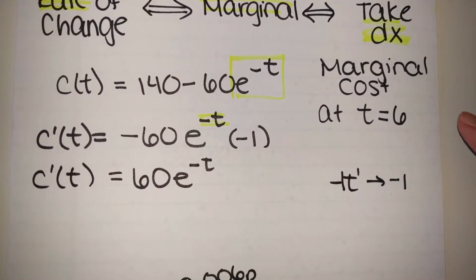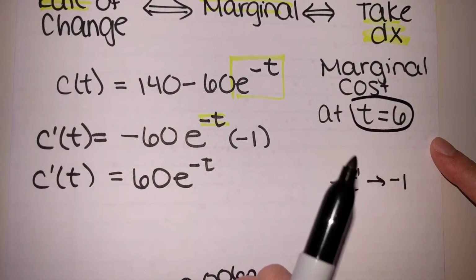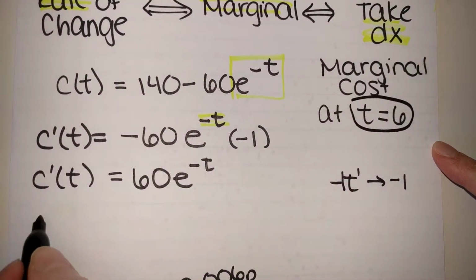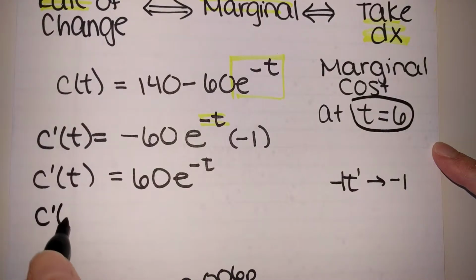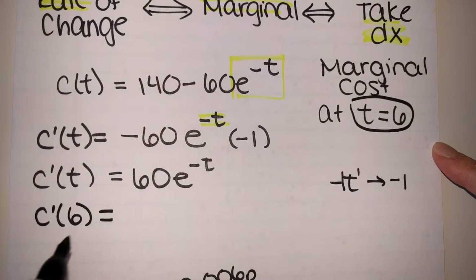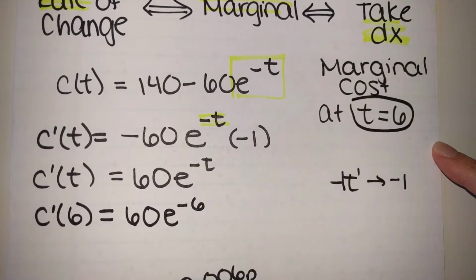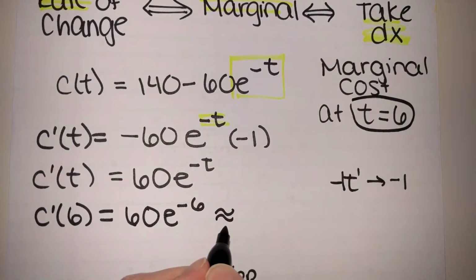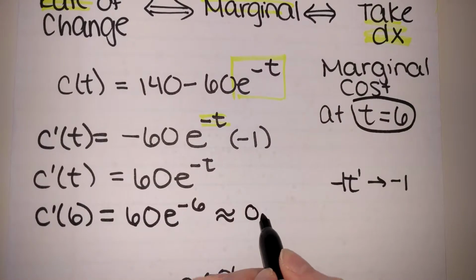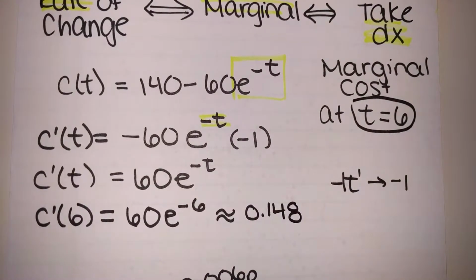Now, to finish up this question, they are asking us specifically for time is equal to 6. So what we need to do is take our marginal cost function and plug in 6. So we'll have 60 e to the negative 6. And when we compute that, we will get 0.148.